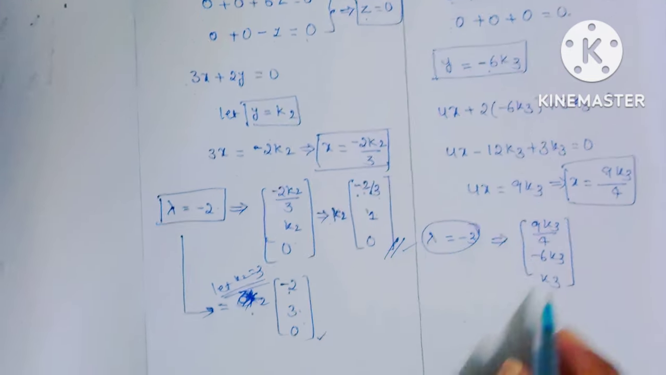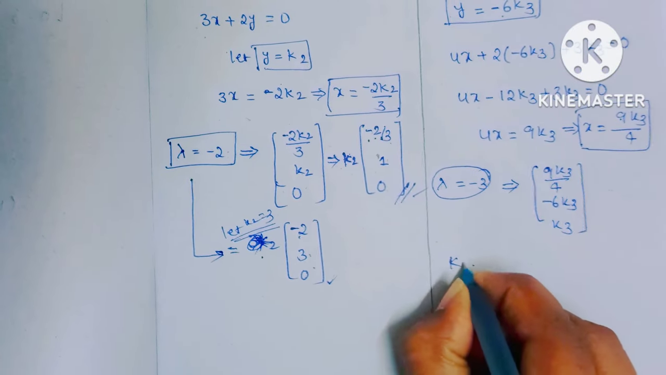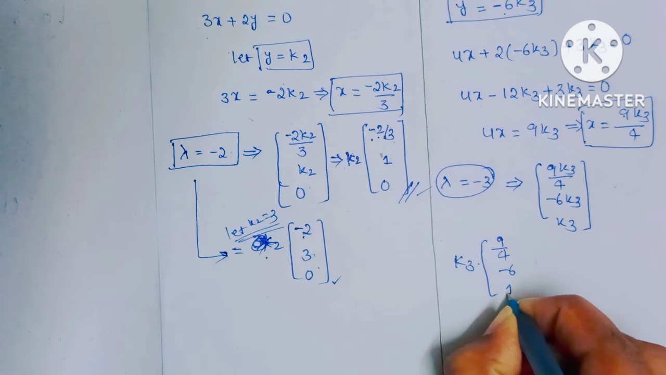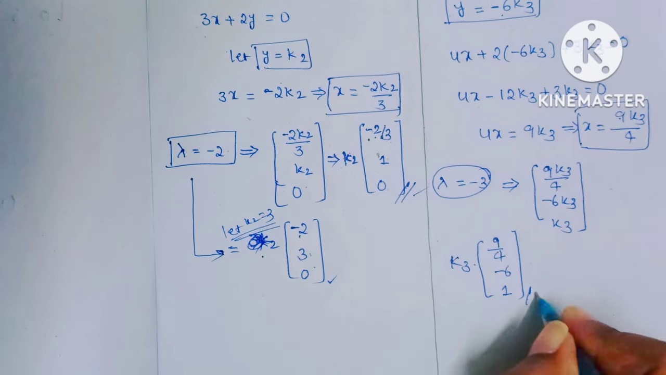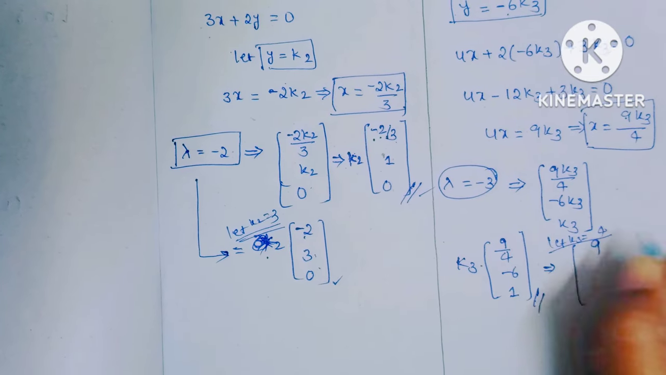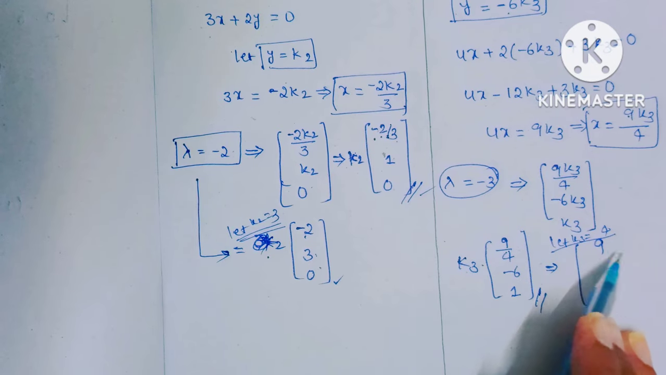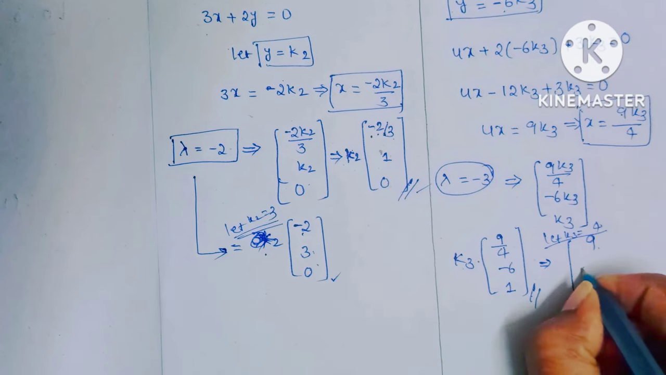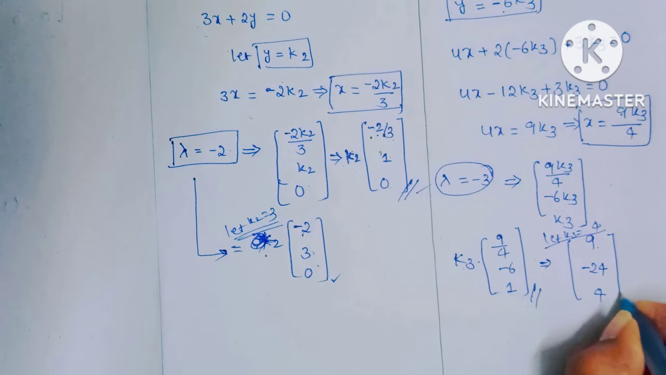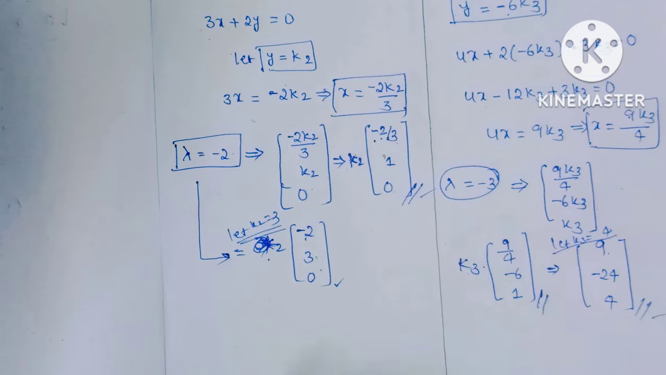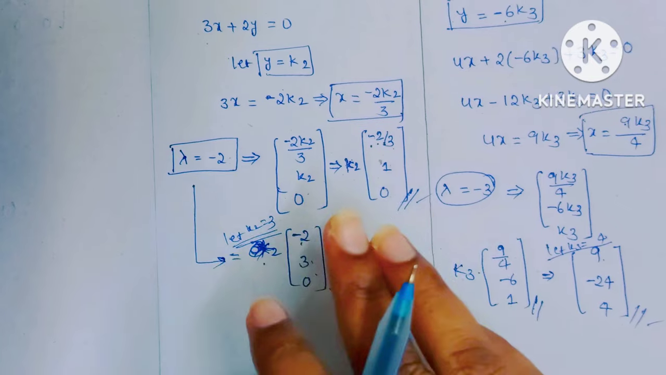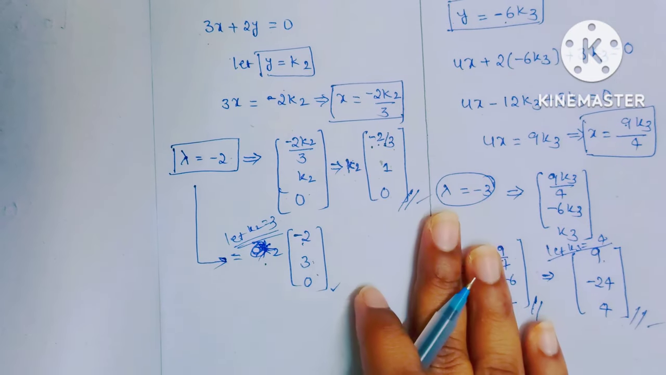By taking k3 common from this, we will get 9 by 4, minus 6, 1. This is the eigenvector. So let k3 equal to 4. Then we get 4 into 9 by 4, which is 9, 4 into minus 6 is minus 24, and 4 into 1 is 4. This is the eigenvector for the eigenvalue lambda equal to minus 3. In this way, we can find the eigenvectors for the eigenvalues.